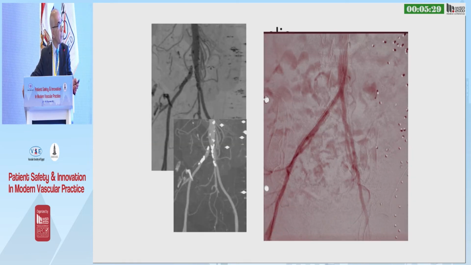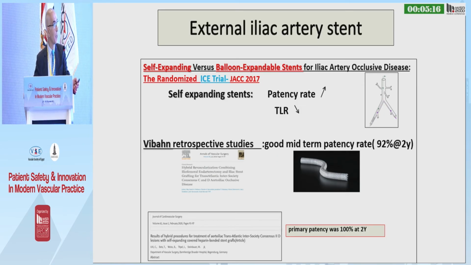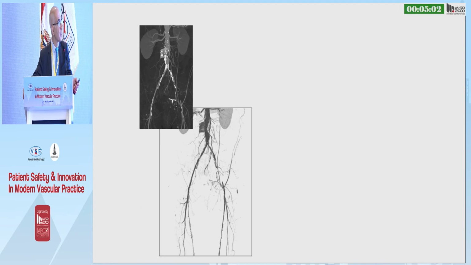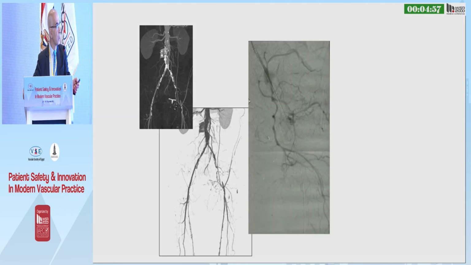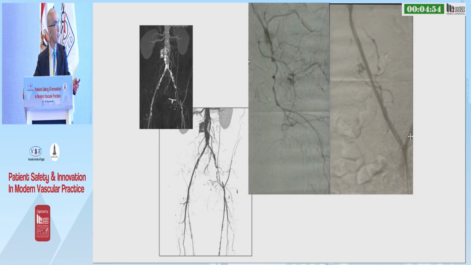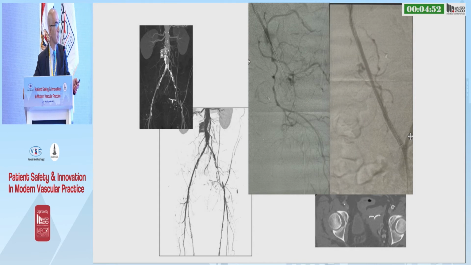In case of unilateral ostial lesion without plaque in the wall of the aorta, we stent only the lesion and not the contralateral iliac. For external iliac artery, our preference is self-expandable stent and covered self-expandable stent, Viabahn, for the patency and reduced TLR. A case of total occlusion of the external iliac artery treated by brachial approach, recanalization, and stenting by Viabahn, and control.